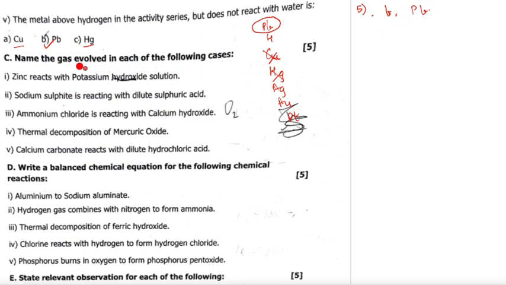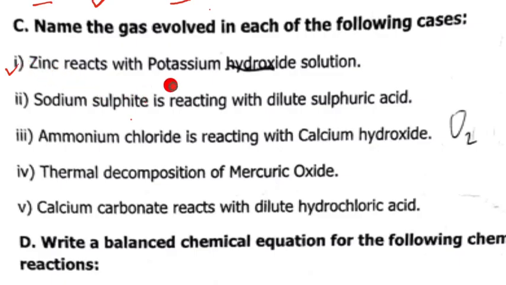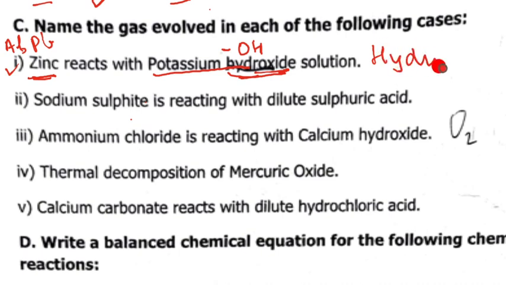Let us come to name the gas evolved in each of the following cases. Number 1, zinc reacts with potassium hydroxide solution. Now remember, zinc along with Al and Pb, it shows amphoteric nature. So amphoteric nature with acid liberates hydrogen. Now can you see this hydroxide means it is OH, hydroxyl group. So zinc will, even with alkali, liberate hydrogen. So here it will be hydrogen.